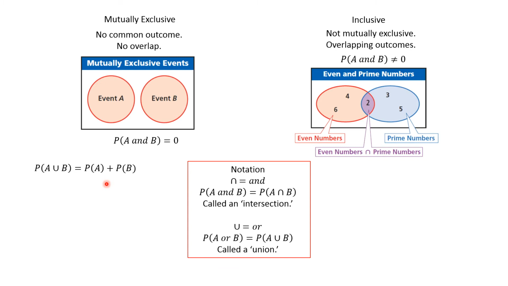The or in probability is called an inclusive or, which means it could both happen. Not for mutually exclusive events, but here if we're looking at rolling an even number or a prime number, if it's both, that still counts.